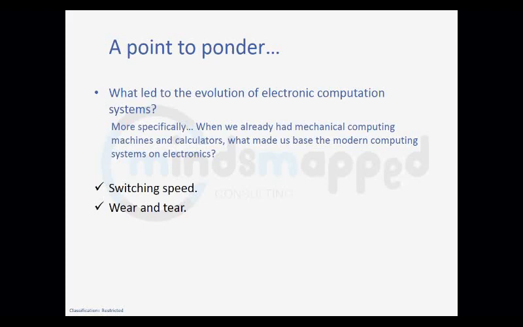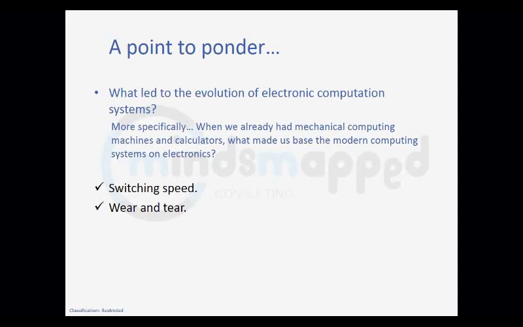So, why was the move from mechanical to electronic computation systems? It was for two reasons. One was the switching speed. Mechanical systems were probably switching at maybe 100 per minute, or a max of a few thousand per minute. But the switching speed of electronic computation systems today is in millions of operations per second.